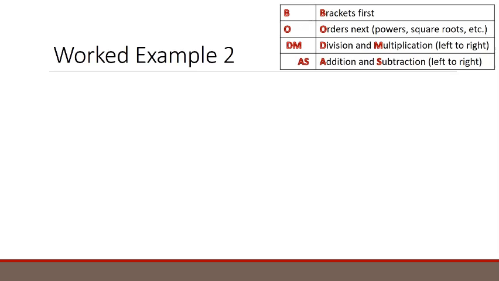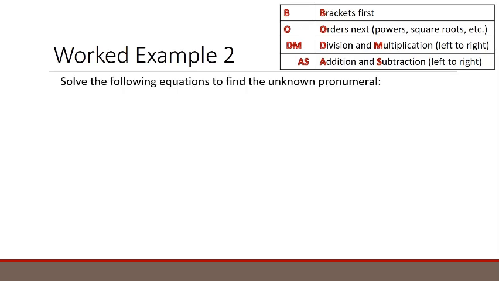The reason we do that is because the order is important for division. And then we start on the left again and go through the addition and subtraction. And again, the reason why we go from left to right is because with subtraction, the order is important. For this worked example, we're going to solve the following equations to find the unknown pronumeral. And the first one, part A, 2 brackets s minus 5 close brackets equals 18.